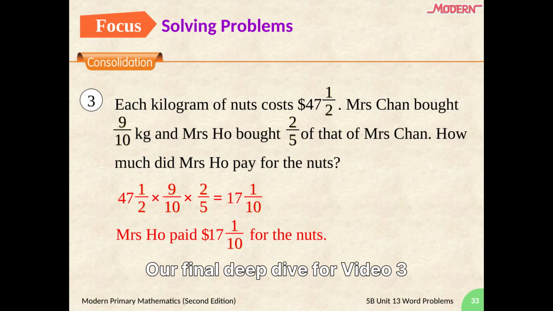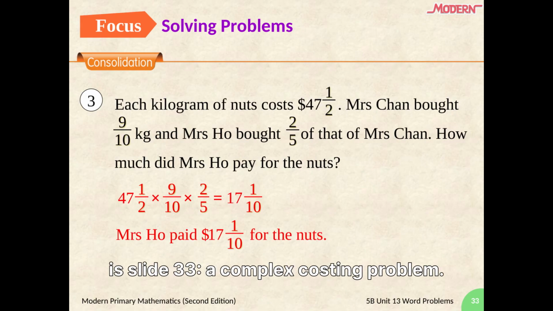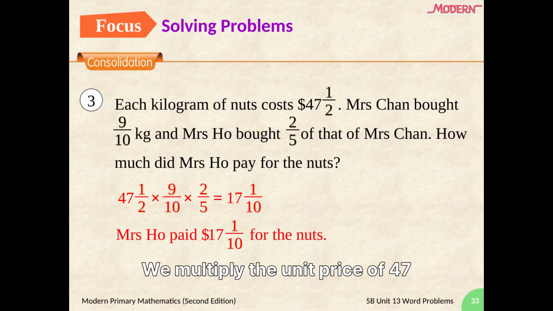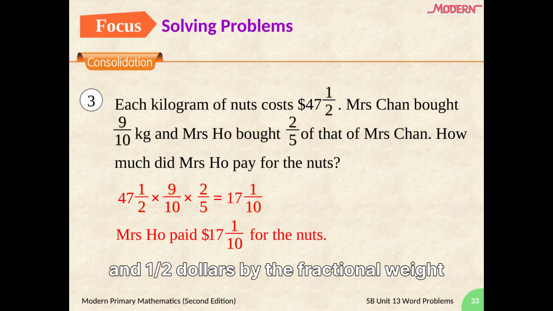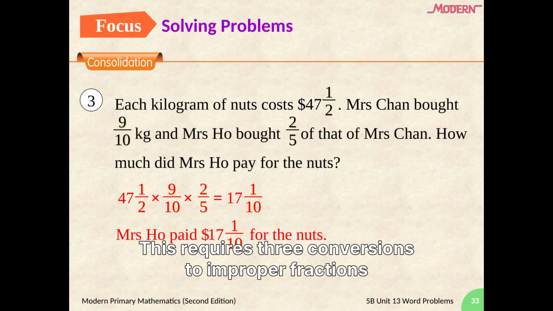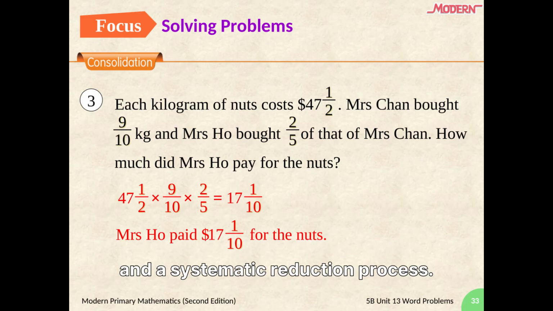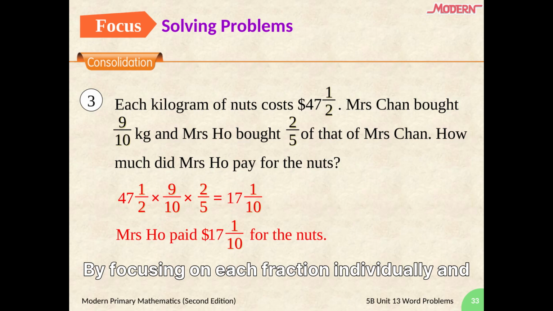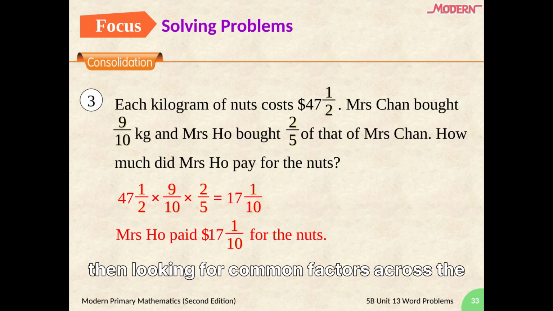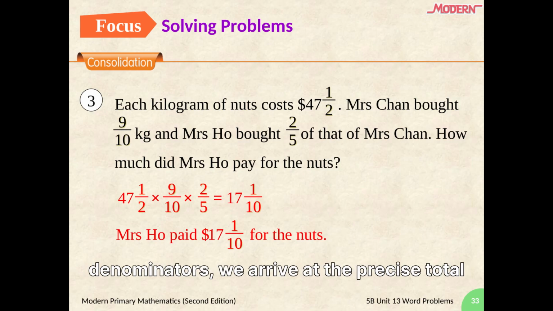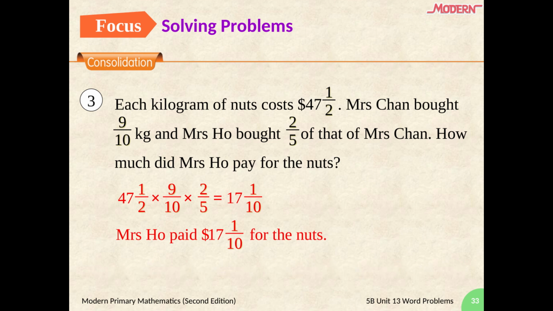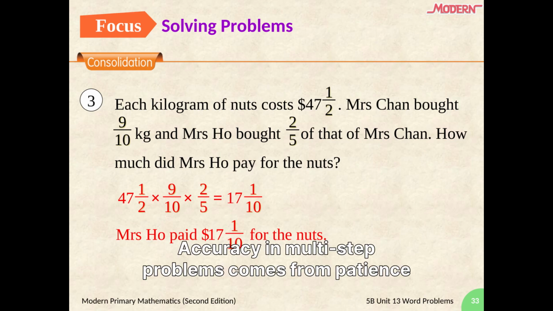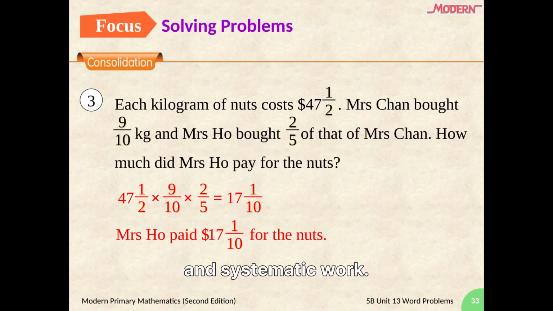Our final deep dive for video 3 is slide 33, a complex costing problem. We multiply the unit price of $47.12 by the fractional weight and the comparison factor. This requires 3 conversions to improper fractions and a systematic reduction process. By focusing on each fraction individually and then looking for common factors across the denominators, we arrive at the precise total of $17.10. Accuracy in multi-step problems comes from patience and systematic work.